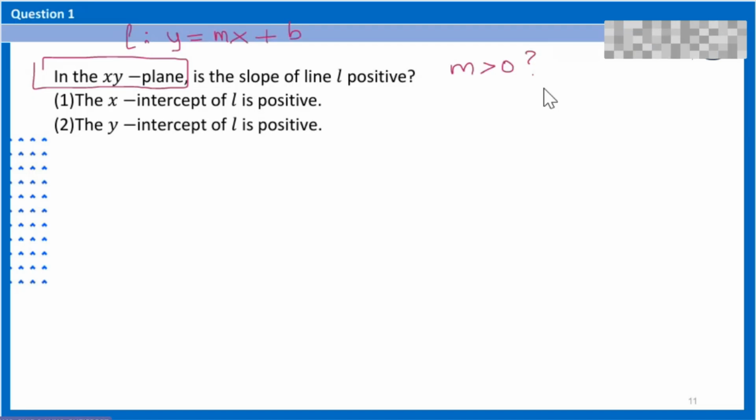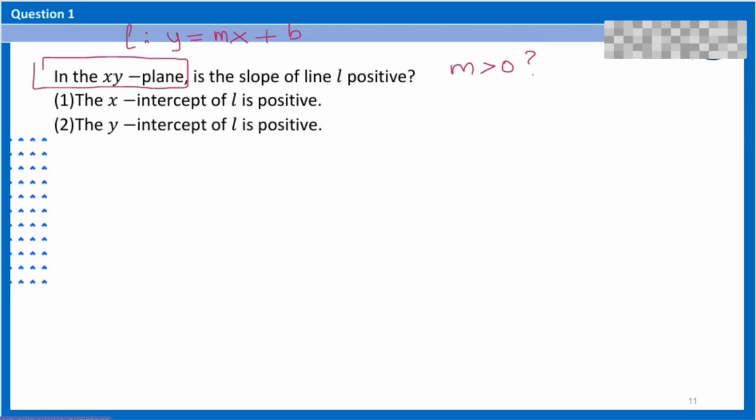So what do you think? This is not rocket science. Stand by for a minute, okay? Think about it. First says the x-intercept of L is positive. Second says the y-intercept of L is positive. What does that mean in each case? Let's go over this together. The first one is sufficient? Yes or no? It's either sufficient or insufficient. What are your arguments, people?